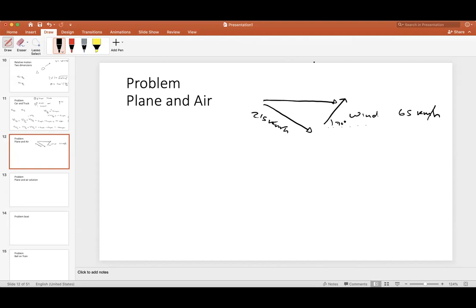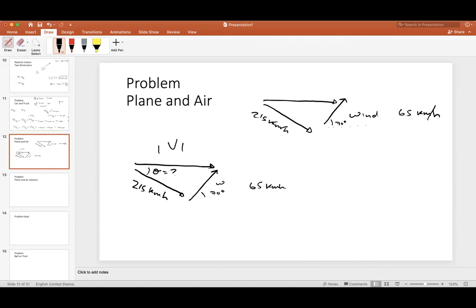So let me try and make this clear to you. A pilot wants to fly due east, okay? There's a wind that is 70 degrees north of east, and it's 65 kilometers per hour, this wind. And the pilot is pointing his plane at some angle. We don't know what this angle is, but he's flying at 215 kilometers per hour. And what we want to know is, what is the magnitude of this vector, r? Let's actually call it v.